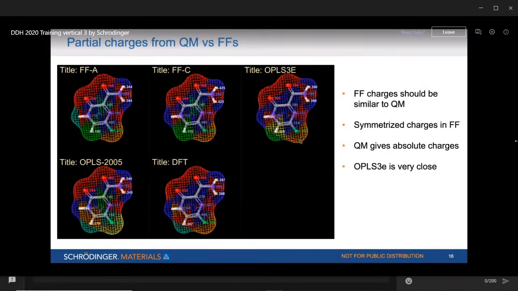So how do we make sure these charges are right? Run a simple quantum mechanical calculation. It won't take long, again with the Jaguar. Then you can compare the charges with whatever charges are coming from the force field.